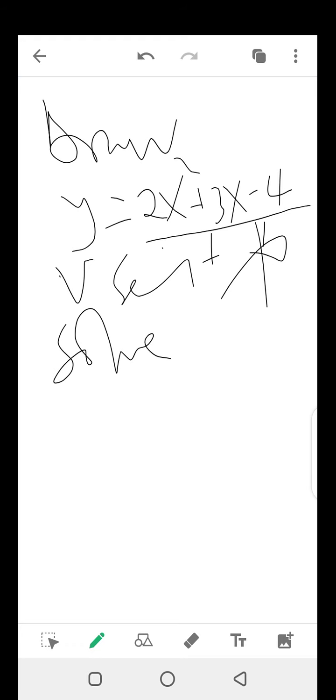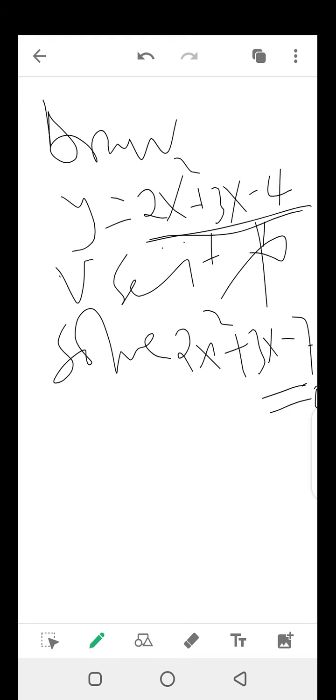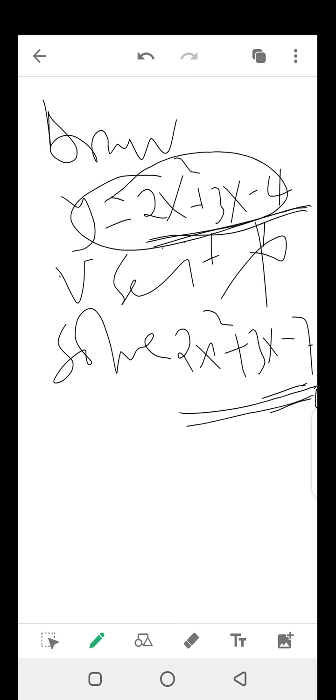So remember, this is 2x squared plus 3x minus 4. Use it to solve 2x squared plus 3x maybe minus 7 equals 0. So what do you take note of here? This equation is different from this. But they have told you to draw this on the graph, and use that graph to solve this. These two are different.